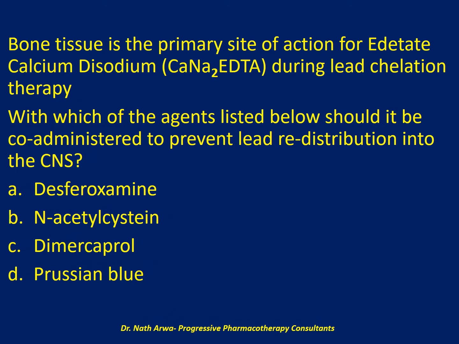And the question reads, bone tissue is the primary site of action for edetate calcium disodium during lead chelation therapy. So my question is, with which of the agents listed below should it be co-administered to prevent lead redistribution into the central nervous system? Would it be with the desferrioxamine, N-acetylcysteine, dimercaprol, or Prussian blue? I'll give you 10 seconds to choose the correct answer.